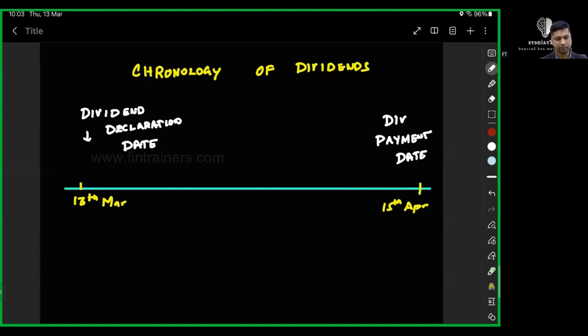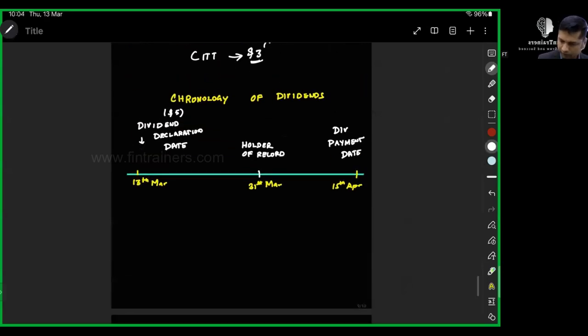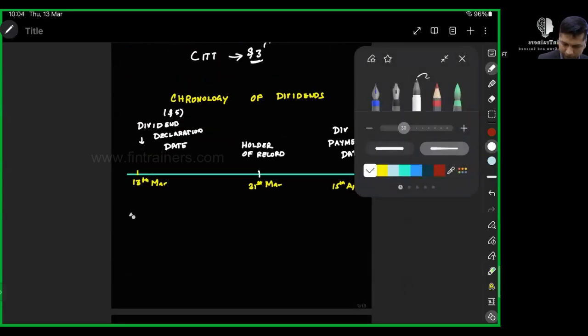On the date of declaration, if you don't own the shares, will you be eligible for the dividend? The dividend is announced today, but you might still be eligible if you buy before one particular date. They will announce what is called the record date, or holder of record date. Let's say they announce this as 31st March, the end of the quarter. Now this dividend amount, let's say, is $5, and this share is now trading at $50.